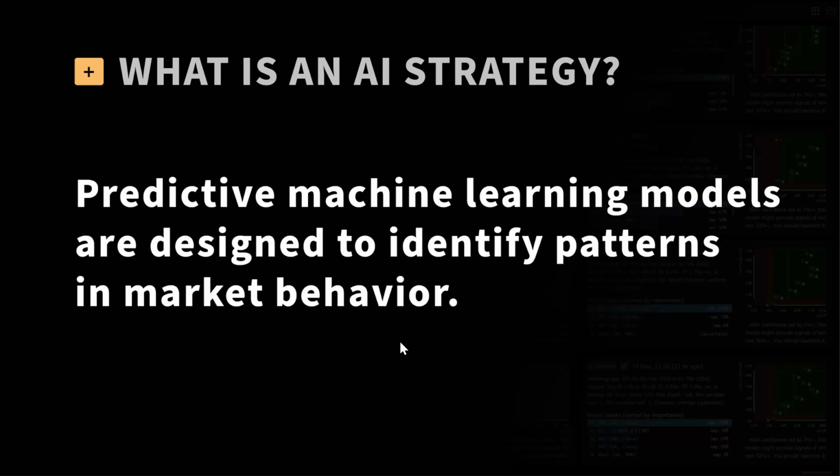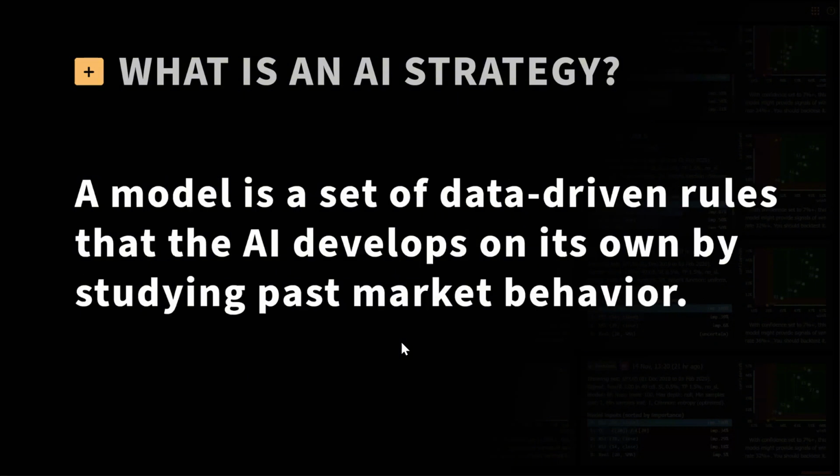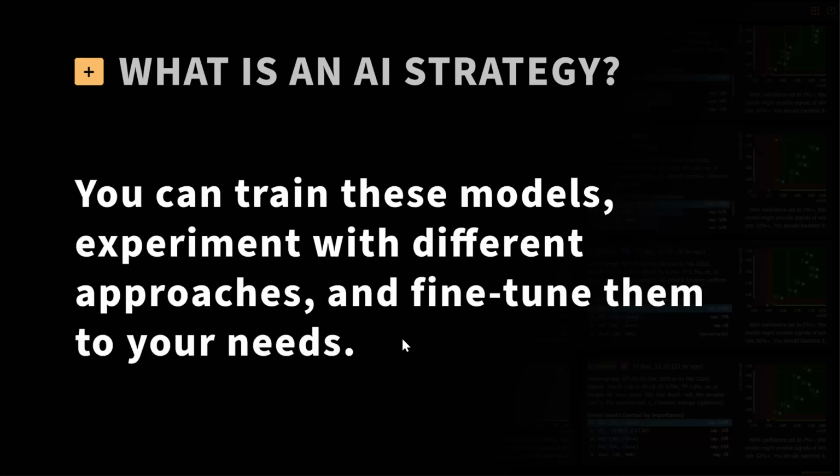With TrendSpider's AI strategies, you're going to be working with predictive machine learning models. These are tools that are designed to analyze data and identify patterns in market behavior. A model, in simple terms, is a set of data-driven rules that the AI develops on its own by studying past market behavior. So the AI develops the rules on its own, and we as traders don't need to define the exact instructions. With these models, you can train them, you can experiment with different approaches, you can fine tune them to your needs, and that's all done in an easy to use point and click interface that Russ is about to walk us through here in just a moment.